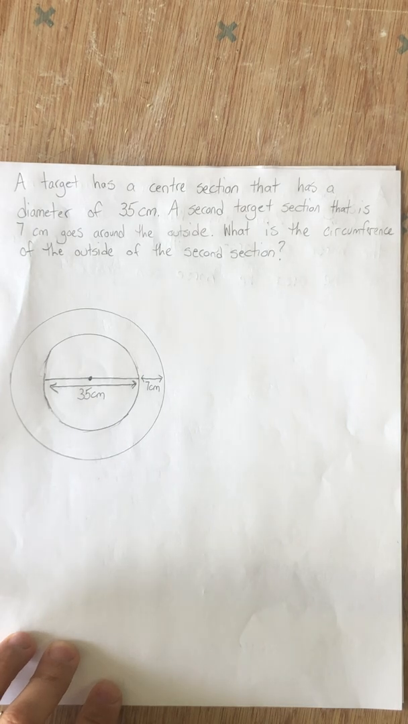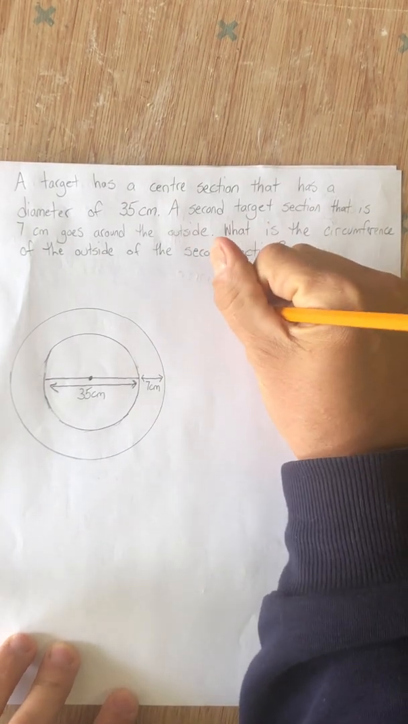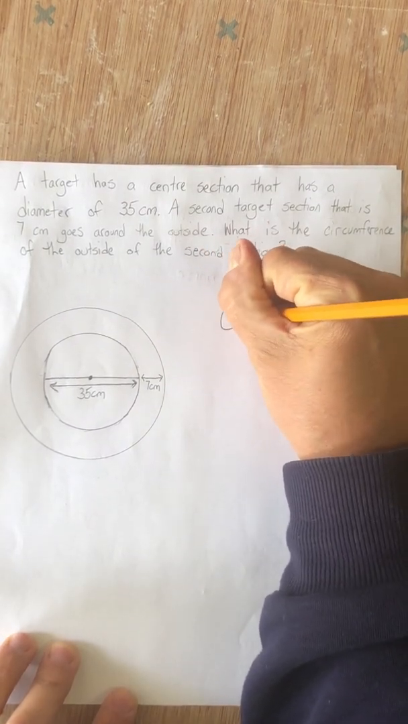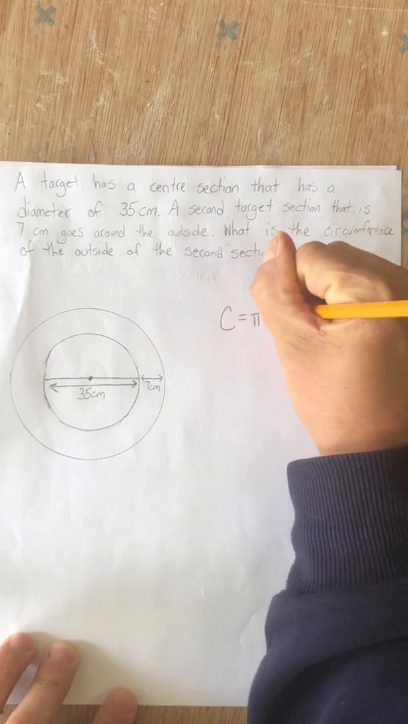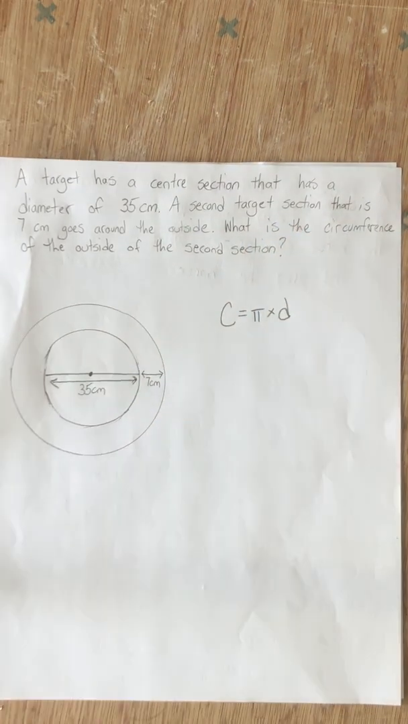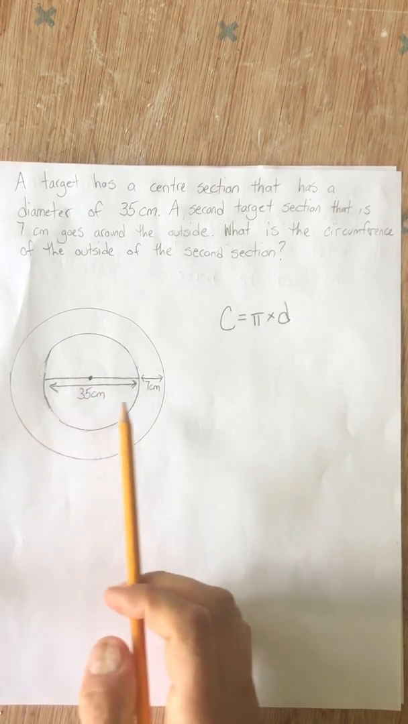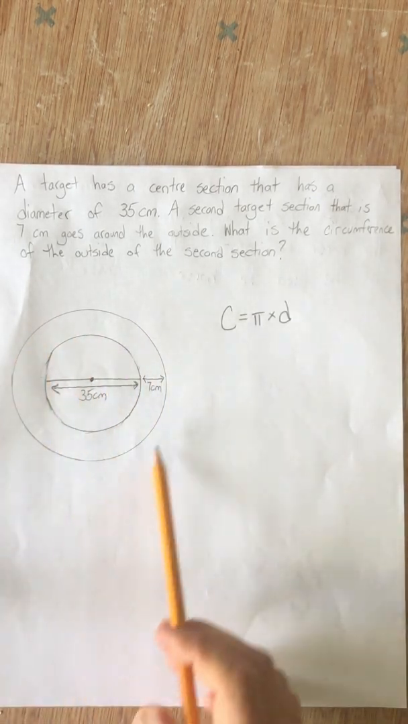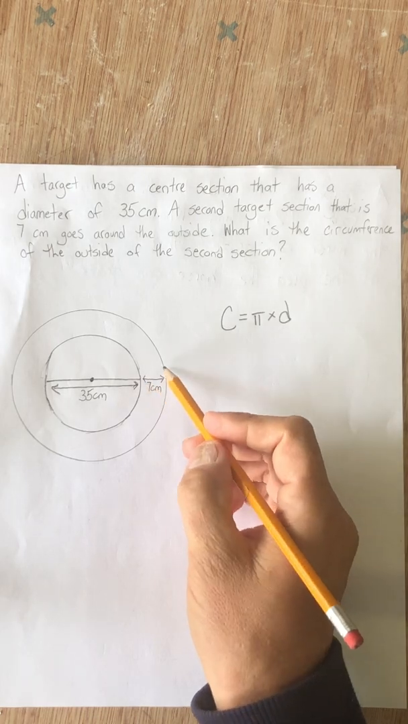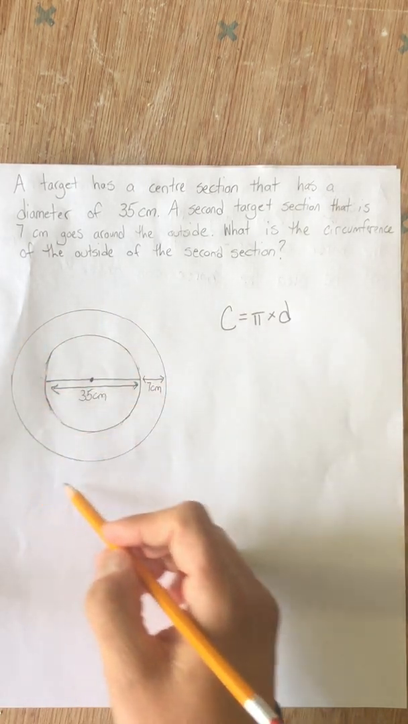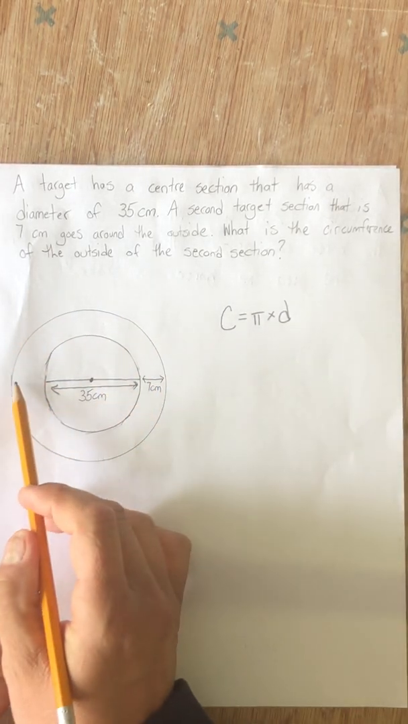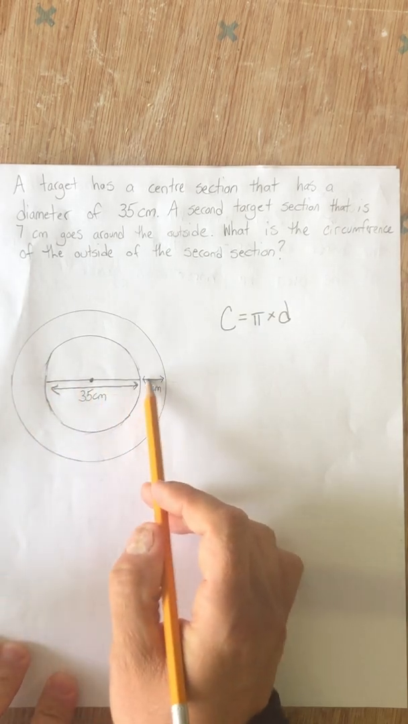Well, what's that formula that we're going to have to use? We're going to have to use the circumference formula. So circumference is pi times diameter. So I know the diameter of the inner section, but I don't know the diameter of this outer section yet, and that's what it's asking me for. So I need to find out what is this distance across this outer section.